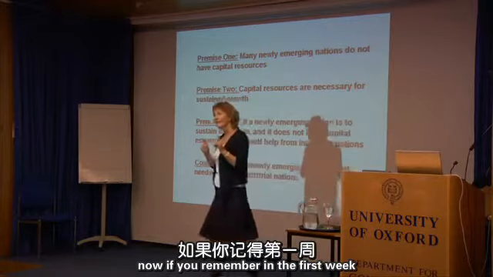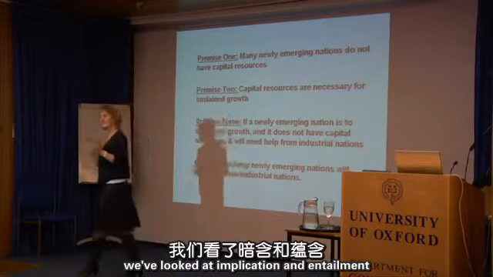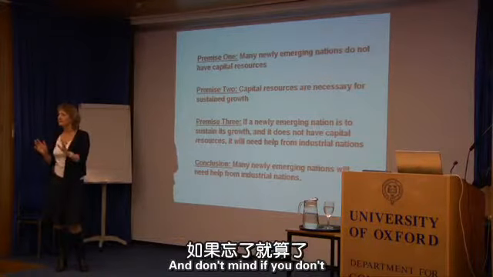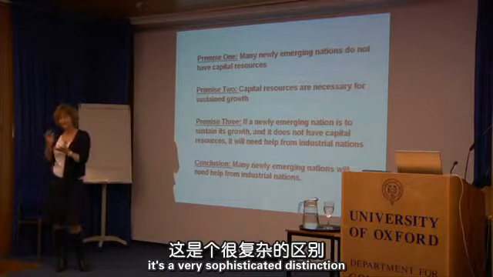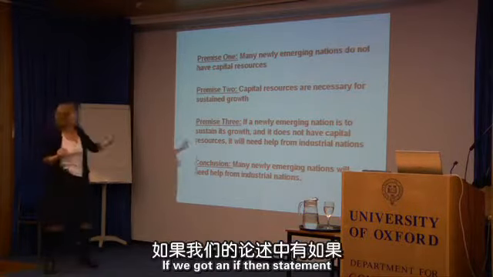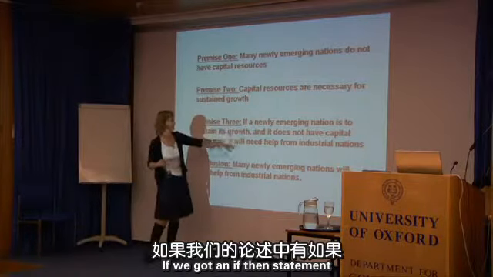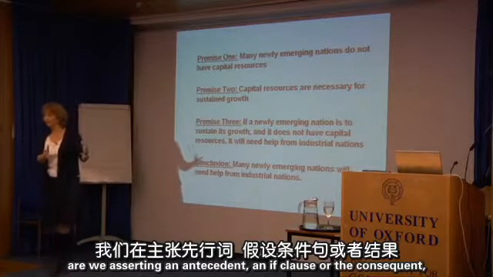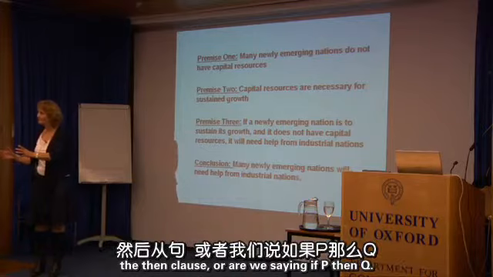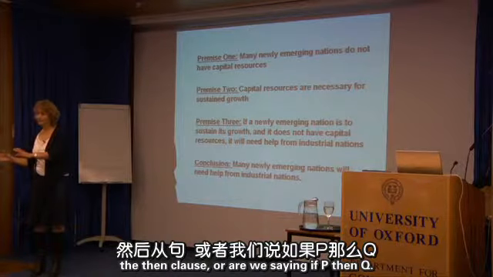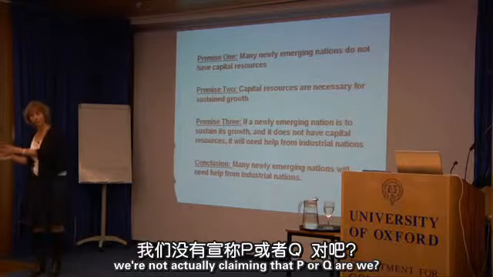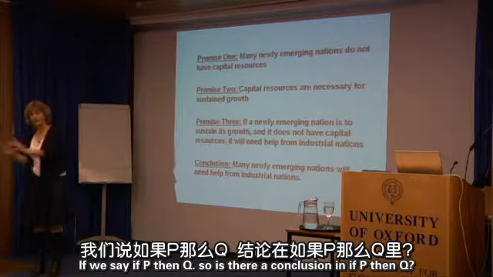Now, remember, in the very first week, we looked at the difference between implication and entailment. Does anyone remember what the difference is? Don't worry if you don't, because it's a very sophisticated distinction, but it's important to realise. If we've got an if-then statement, are we asserting either the antecedent, the if clause, or the consequent, the then clause? Or are we just saying if P then Q? We're not actually claiming that P or Q, are we? If we say if P then Q.